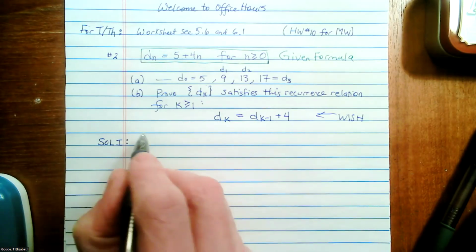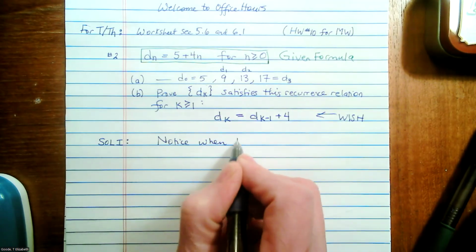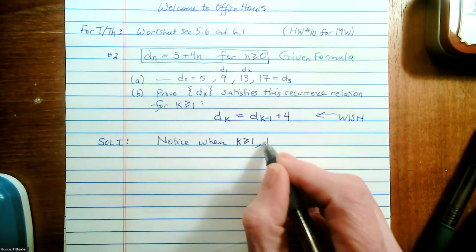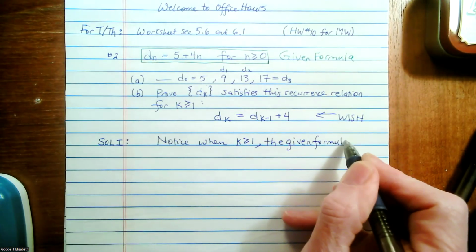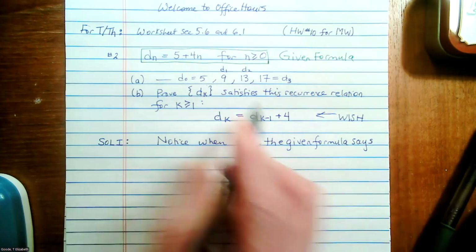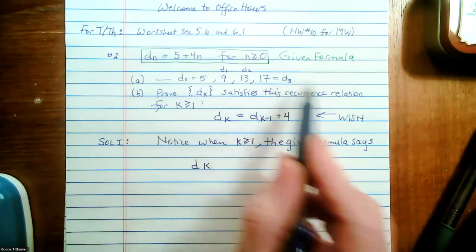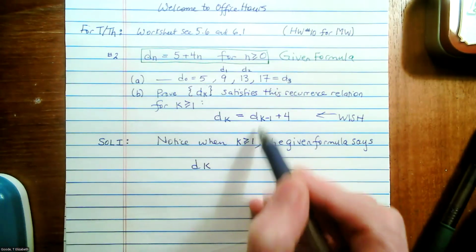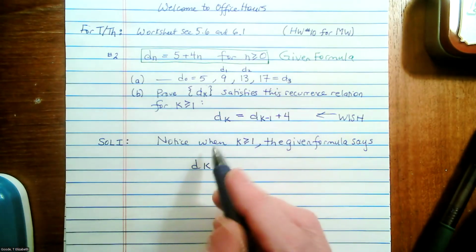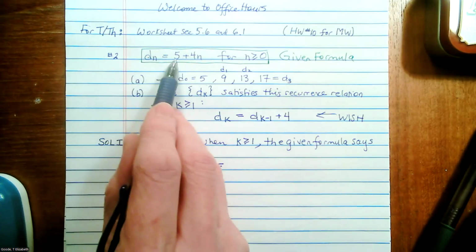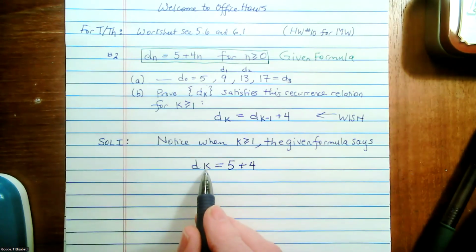No. Nope. All right, the first thing to do is just notice when k is greater than or equal to 1, the given formula tells us what d sub k is. D sub k, according to the formula, because k is big enough, in fact, k is bigger than or equal to 1. This formula starts with the indexing at 0. So it certainly works for k. It says it's 5 plus 4 times what when the indexing variable is k?